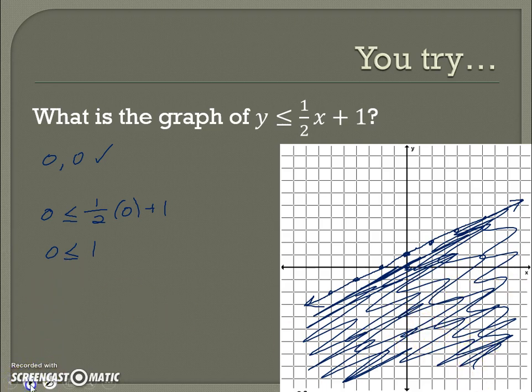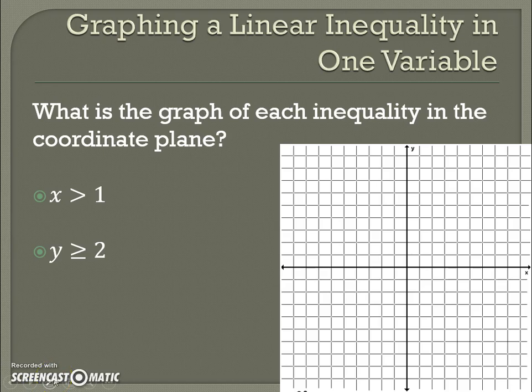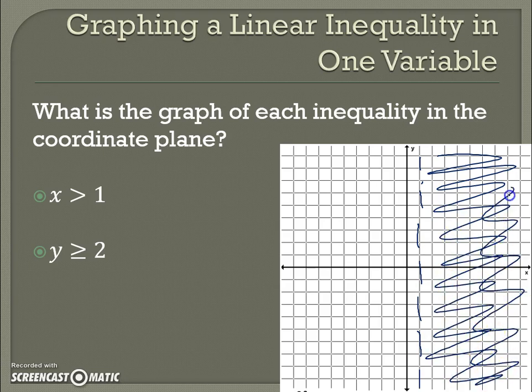What about these situations where it's just a single variable? What is the graph of each inequality in the coordinate plane? Well, if this were x equals 1, we'd have a line that goes right through here, but it's not x equals 1, it's x is greater than 1. So we start out with a dashed vertical line going through that. It says it's all the values that are greater than 1, so I'm going to shade this side in.